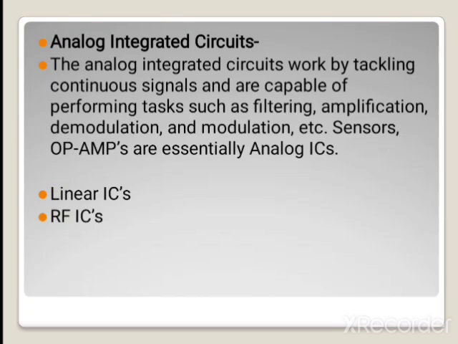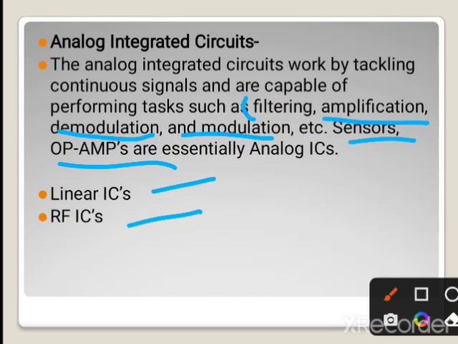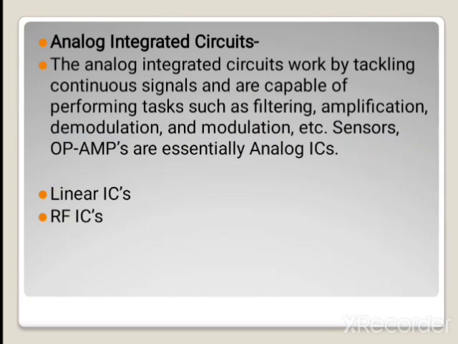They are used to perform tasks like filtering, amplification, demodulation, modulation, etc. Okay, so they are used in these analog processes. And what are their applications? In sensors, op-amps. These are some analog ICs. Okay, these are some examples of analog ICs. So linear ICs and RF ICs are analog ICs.